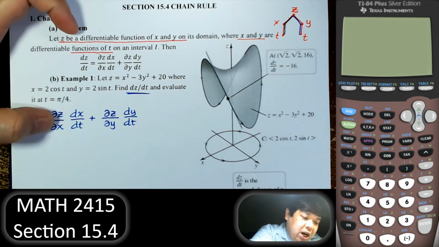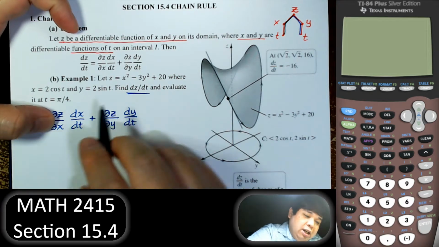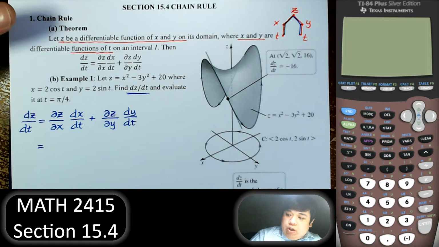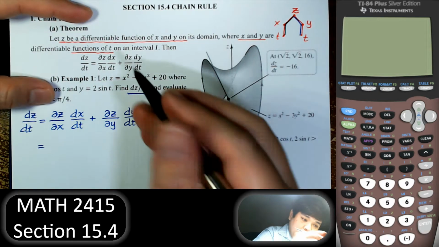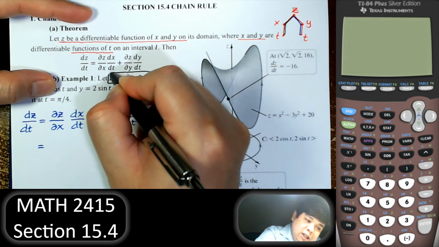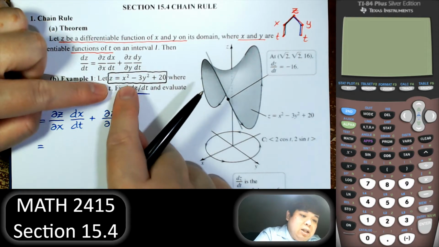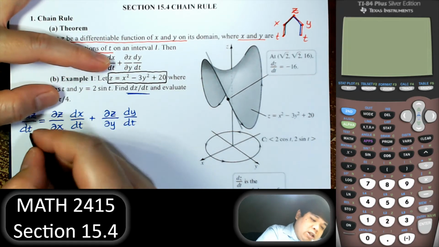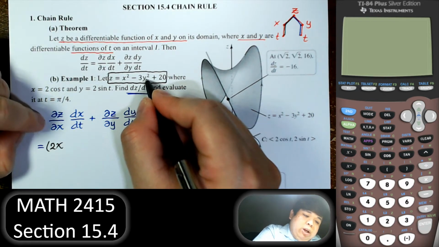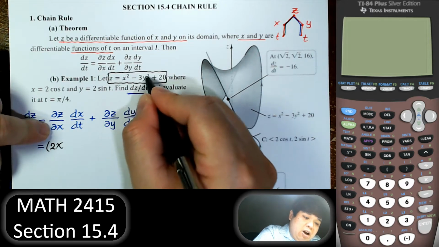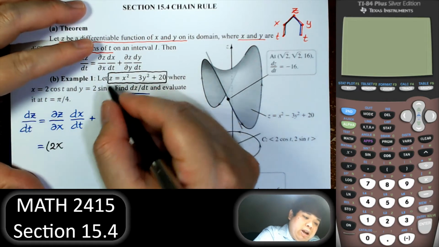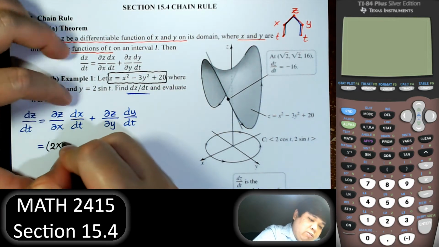Now dz with respect to x, what is that? Derivative of z with respect to x. I'll switch different colors so it's easy to follow. This is the function z. Z with respect to x is going to be derivative of x squared is 2x. Derivative of 3y squared with respect to x, y is a constant. The derivative of a constant is 0. So we only have 2x as the derivative of z with respect to x.